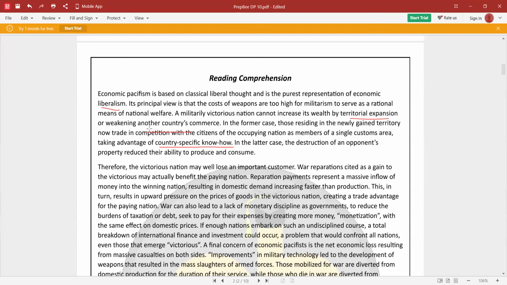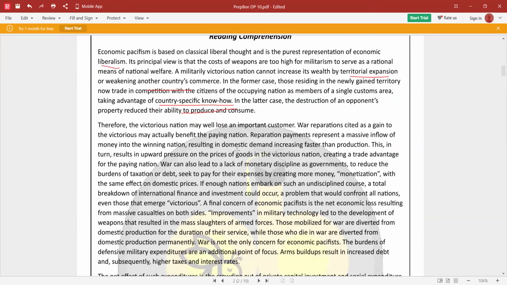In the latter case, that is, if you're weakening another country's commerce, the destruction of an opponent's property reduced their ability to produce and consume. So if you're destroying their assets, that means you're limiting their capacity to make and buy goods, which will harm both the economies, right? Therefore, the victorious nation may well lose an important customer. So by weakening the defeated nation, you can actually lose a trading partner or a buyer of your own country's goods, and you're damaging your own economy.